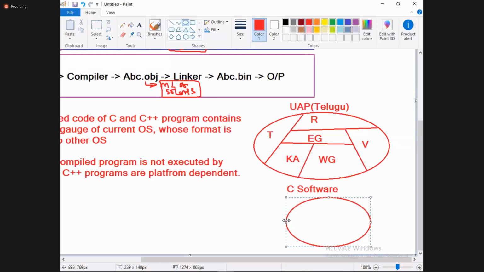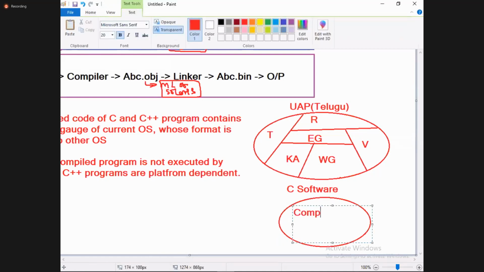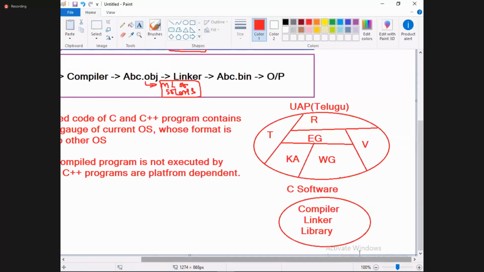A software is a combination of several components. What are the components? Number one, compiler. Number two, linker. Number three, library. Predefined programs are called what? Library. Compiler, linker, and library. Okay, then now try to answer.